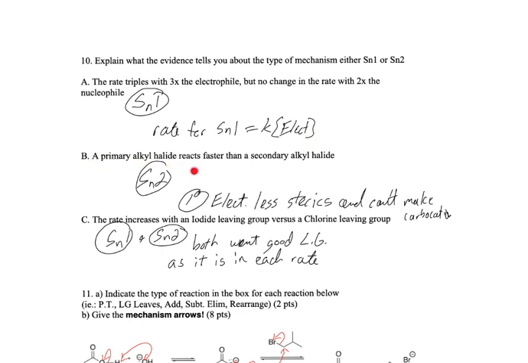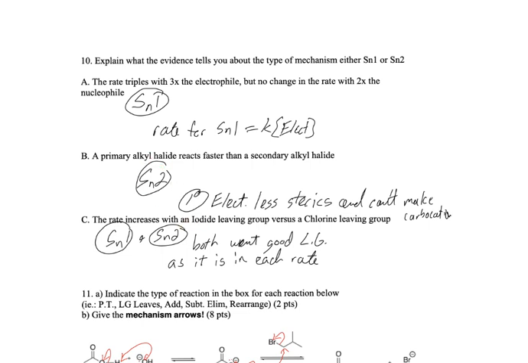This one, a primary alkyl halide, so this is a primary electrophile, reacts faster than a secondary alkyl halide. Well, that just matters of what kind of electrophiles work. So primary means not very sterically bulky, right? And you can't make a primary carbocation. We talked about that. It's not stable. So it can't be SN1. So primary, less sterics, and can't make a carbocation. So that tells us it's probably an SN2 reaction.